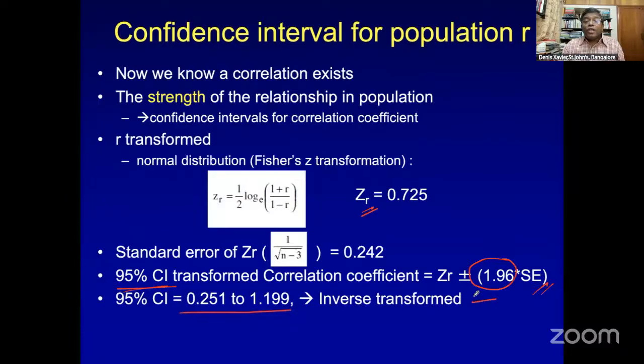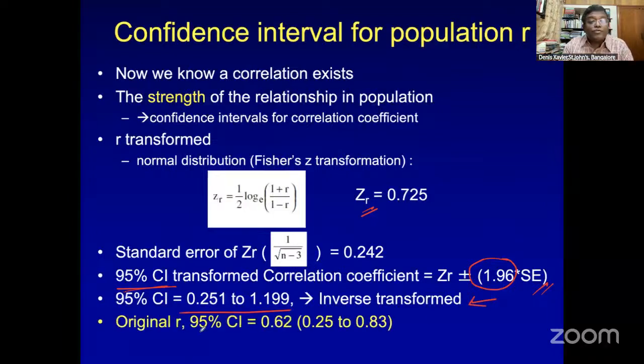Now we need to inverse transform it, since it was transformed. When I inverse transform it, for the 95% confidence interval I get 0.62, and 0.25 to 0.83. This is how we write the confidence interval. Remember, when the confidence interval remains on the same side, it is statistically significant. 0.83 is much less than 1, quite a bit far away from 1, so this is statistically significant. That's another way of looking at it. These are all the formulas you compute, including the standard error formula.